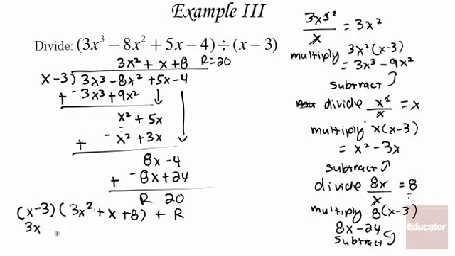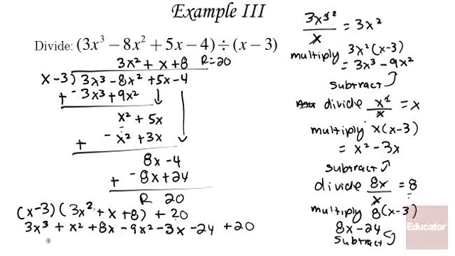So that is 3x cubed. And then x times x, that's x squared. X times 8 is 8x. Now multiplying negative 3 times each of these terms. And that is negative 3 times 3x squared gives me negative 9x squared. Negative 3 times x is negative 3x. Negative 3 times 8 is negative 24, plus the remainder. I'm going to go ahead and substitute in 20 here because we know the remainder is 20.